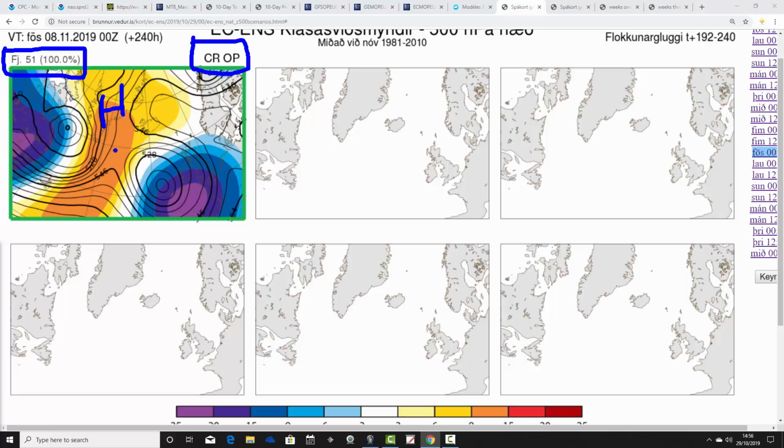This is from the Icelandic Met Office. It is, of course, a ridge of above average heights to the north and west of us and a trough of below average heights to our south and southwest. Looks very unsettled.